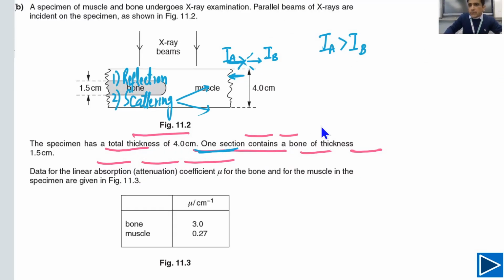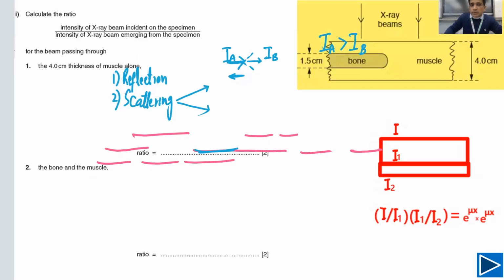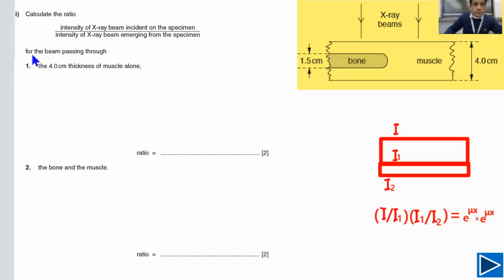Very nice question. We have done a similar type of question before, and in today's class we will do another question to make sure you have a clear understanding of this type of problem. So this is about attenuation. Let me explain this. First thing, the question is asking you to find the intensity of the X-ray beam incident on the specimen and the intensity of the X-ray beam emerging from the specimen.